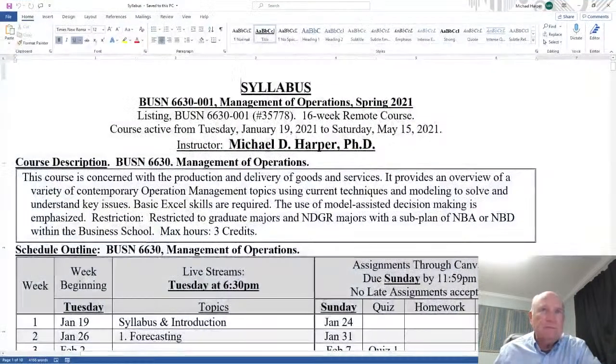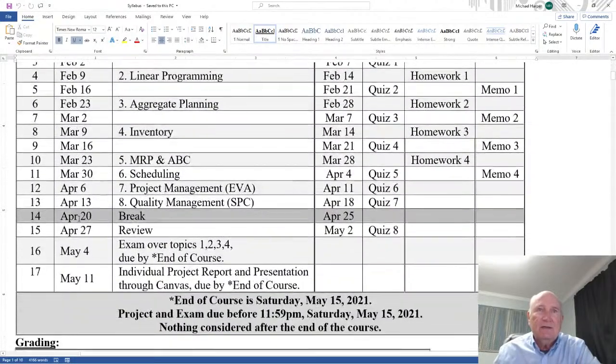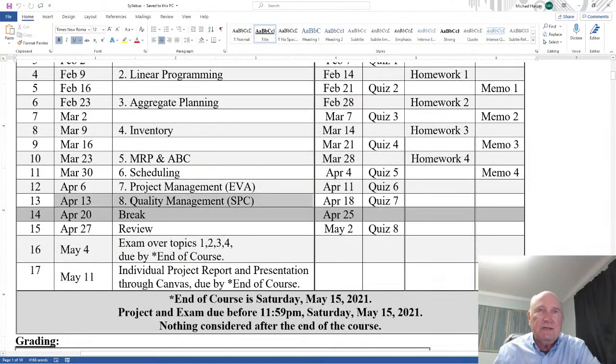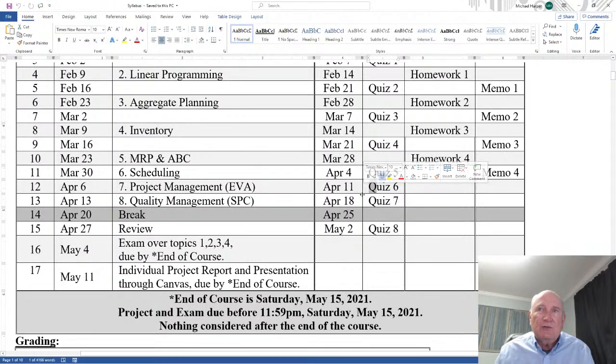If I bring up the syllabus, we see down here that we're right here, April 13th, in Quality Management, Statistical Process Control Charts, which is very practical, which I'll talk about a little bit. But also, Quiz 6 was graded. Quiz 6 is going to be tonight, which is on EVA. A lot of people have already submitted it. And then Quiz 8 is not due until after the break.